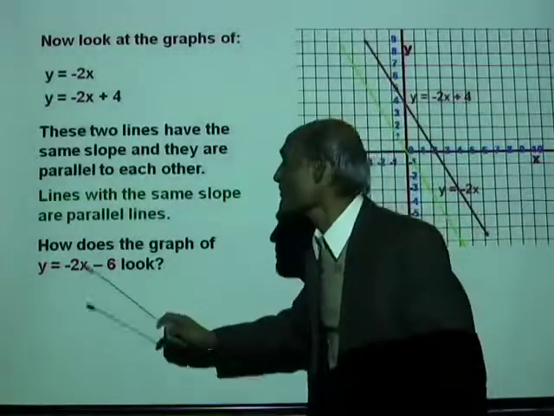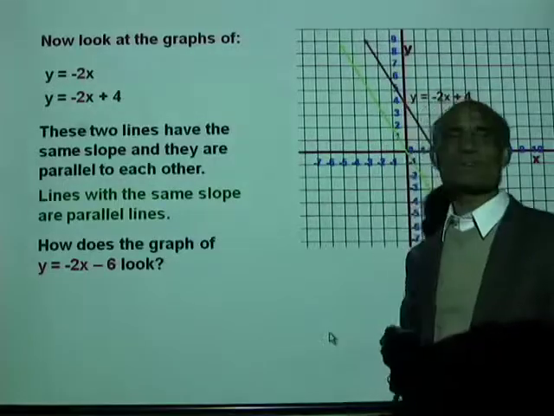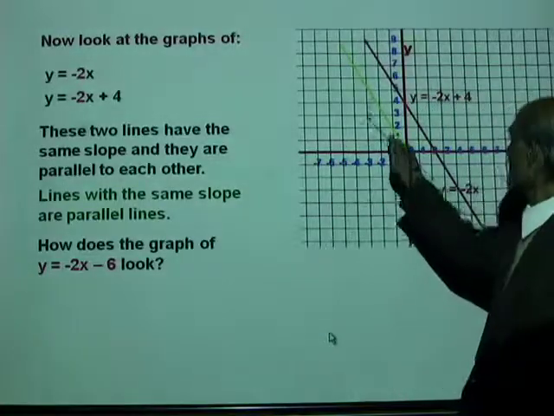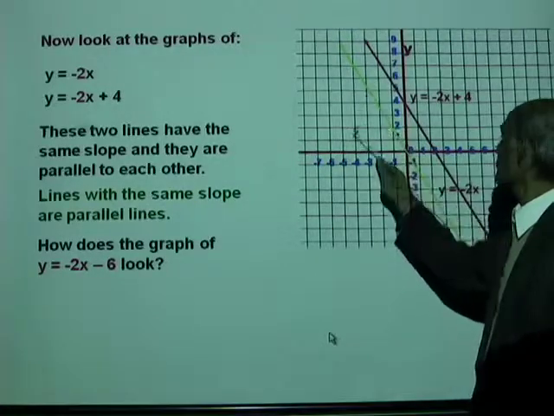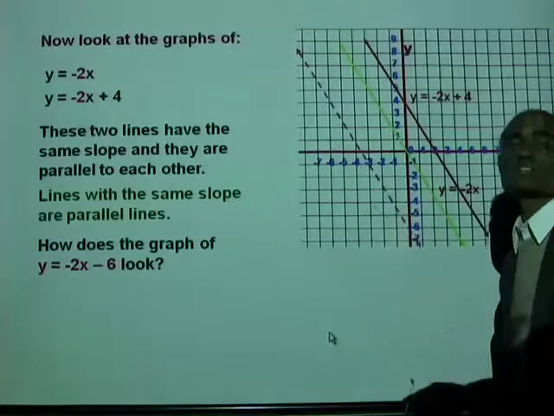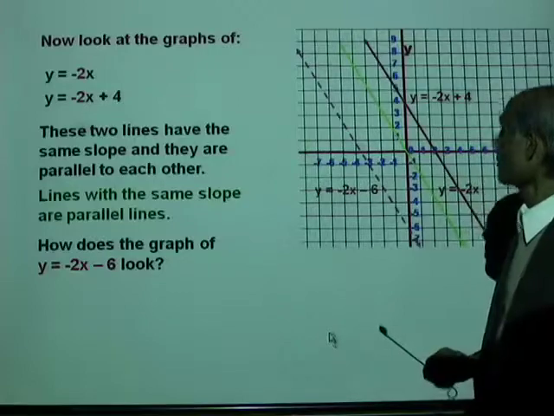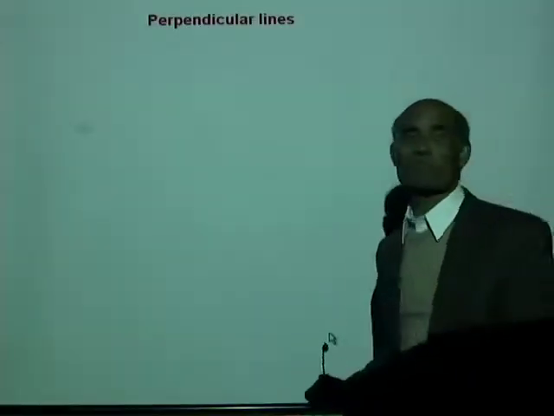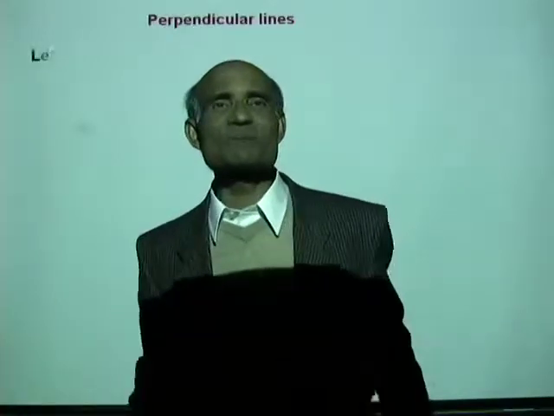Now, how does the graph of y equal to negative 2x minus 6 look? That negative 2x plus 4 is this. Negative 2x minus 6 will be here, translated 6 places down. And you can see they are all parallel. How about perpendicular lines? When do two lines become perpendicular?